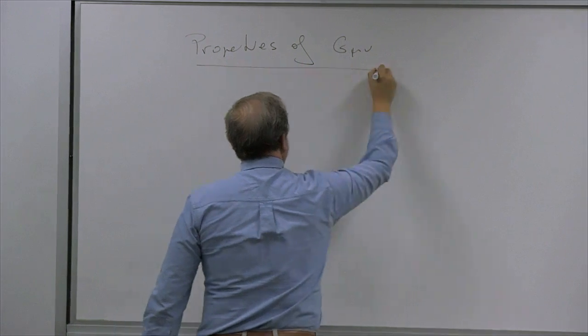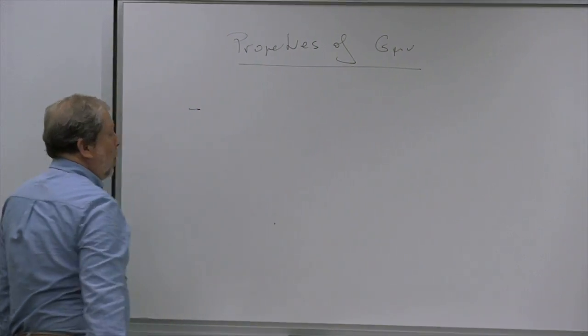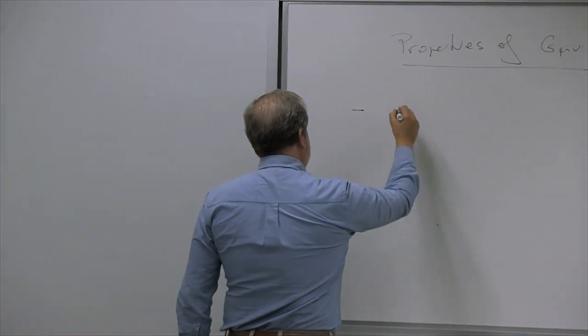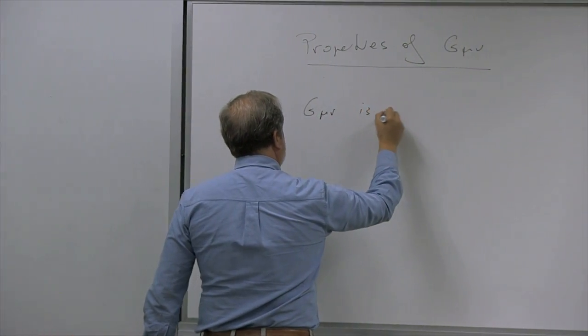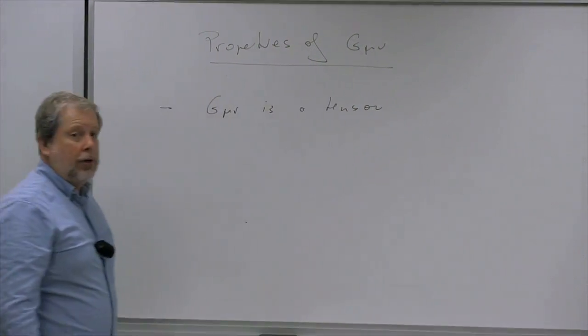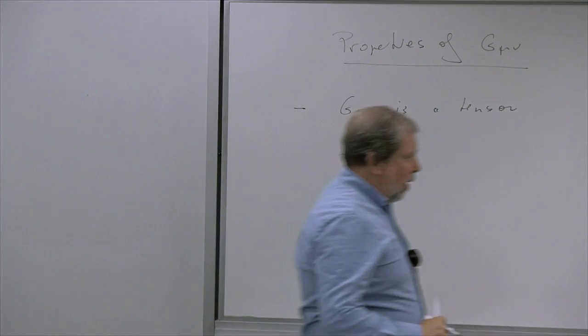Of the G mu nu, right? Well, the first property that we are going to list is the fact that G mu nu is a tensor, so that the equation is form invariant, right?